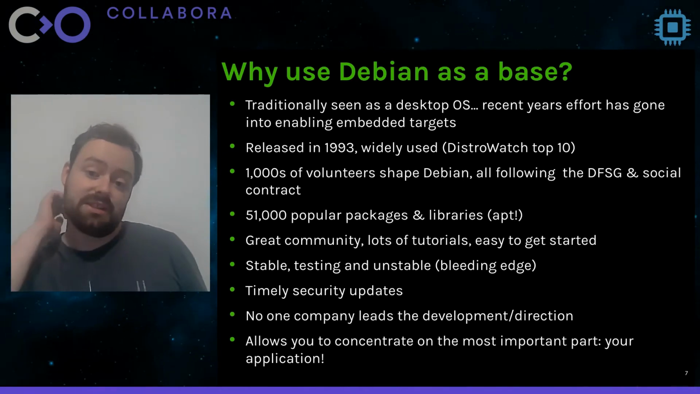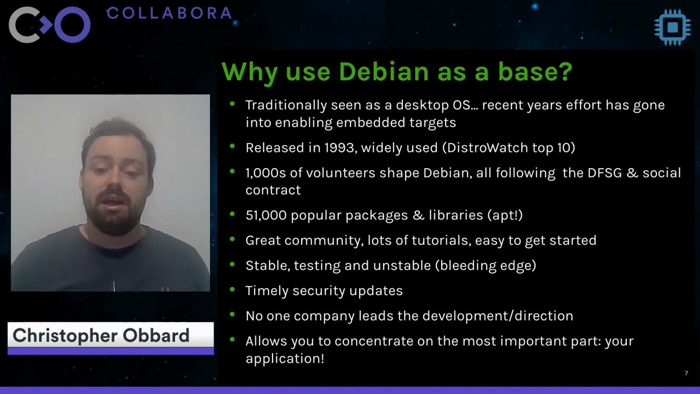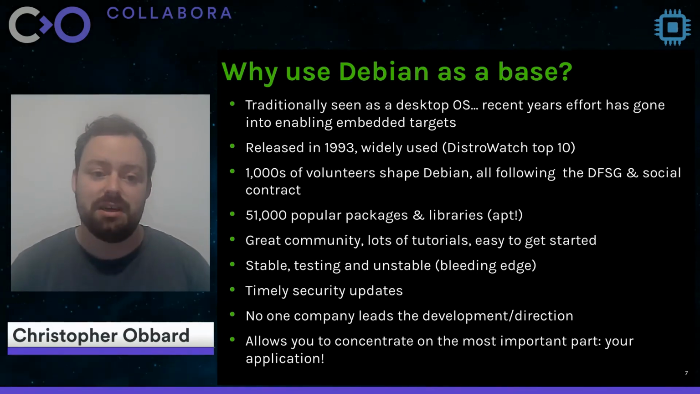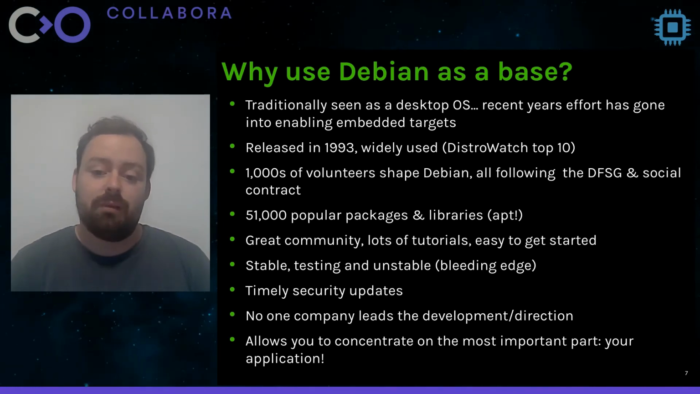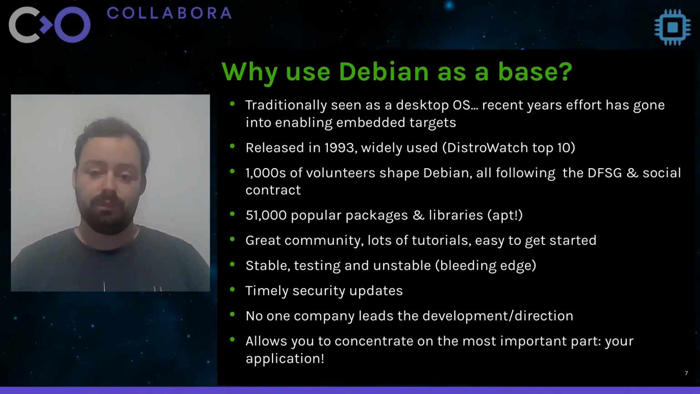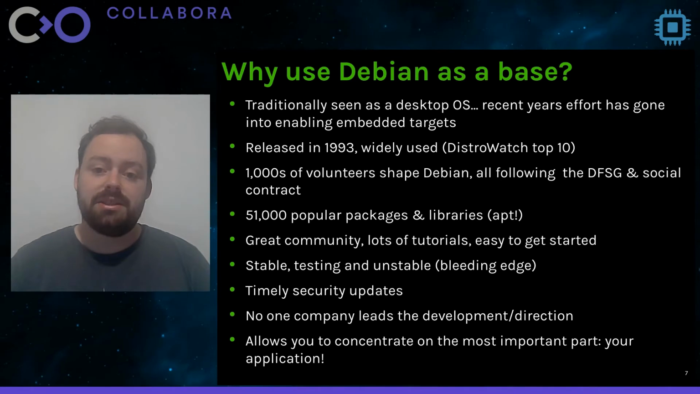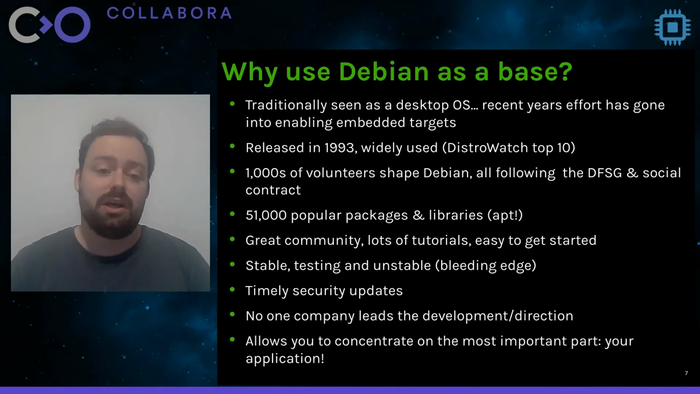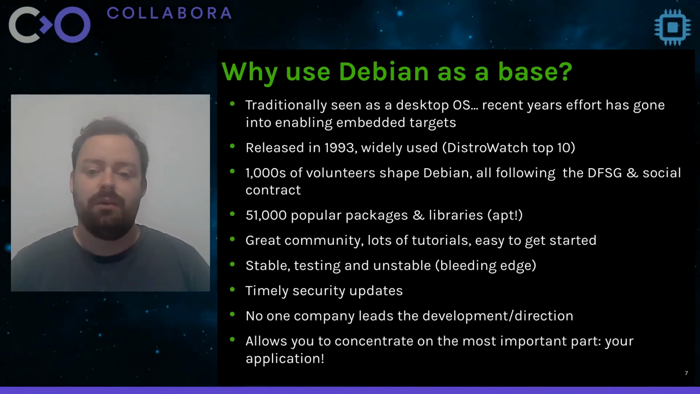We have stable and testing distributions as well as unstable, which has bleeding edge packages. Timely security updates go into the stable release, and unstable, or SID as it's known, usually gets the latest bleeding edge packages. And as I've already said, no one company leads the development or the direction of the project. The developers themselves lead the project, which in my view is very important. So using Debian as a base, in summary, lets you concentrate on the most important part of the project, your application. You haven't got to worry about the base operating system behind it and all the things that happen there.